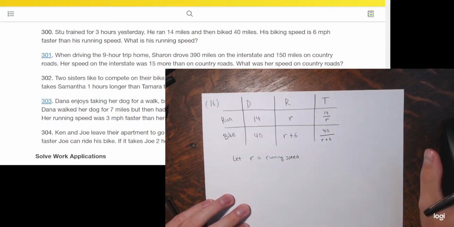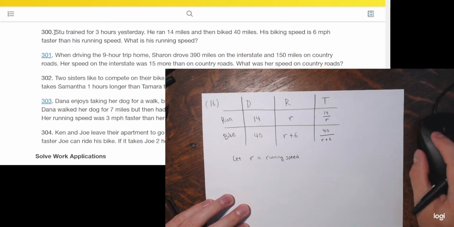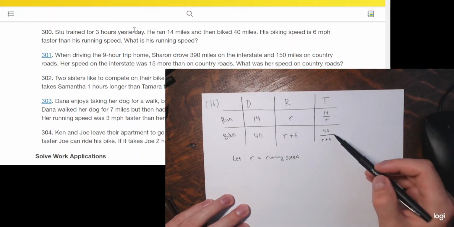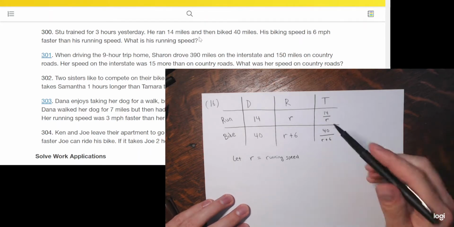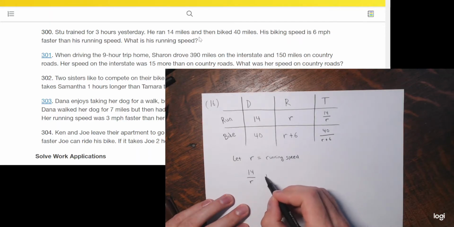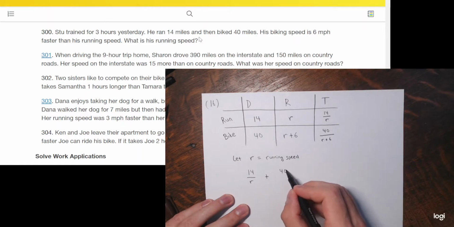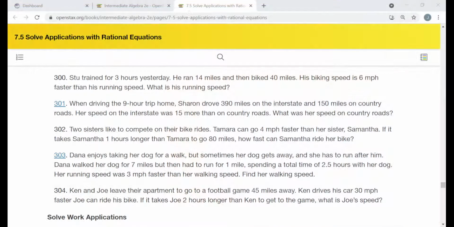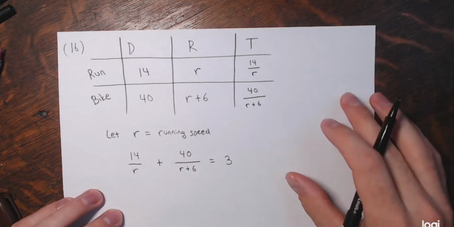And now, right, the very first sentence said he trained for 3 hours running and biking. So the time running and the time biking together makes 3 hours. So I'm going to be adding these. So we have the time running, 14 divided by r, plus the time biking, 40 divided by r plus 6. This should be equal to 3 hours. Equal to 3. And I'll make this bigger and we'll solve this equation and check our solutions, see which ones make sense.